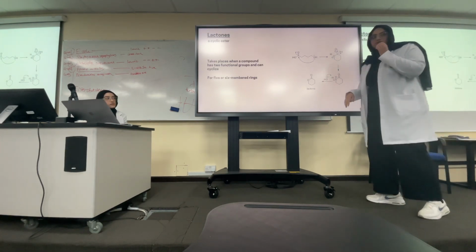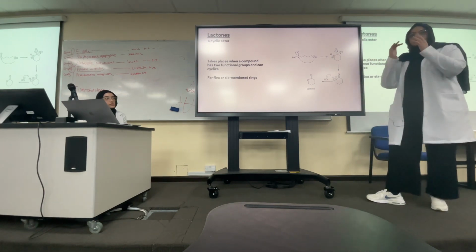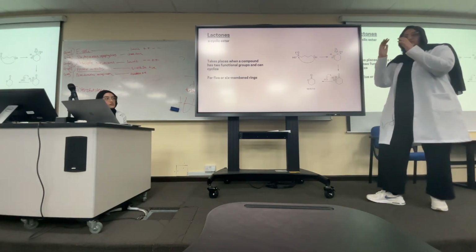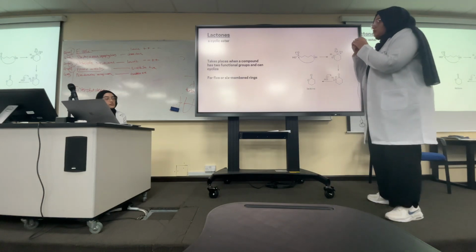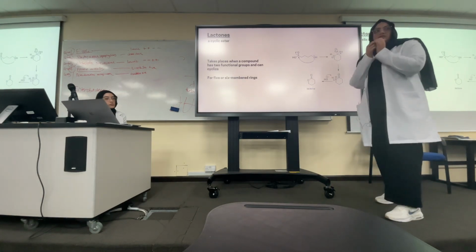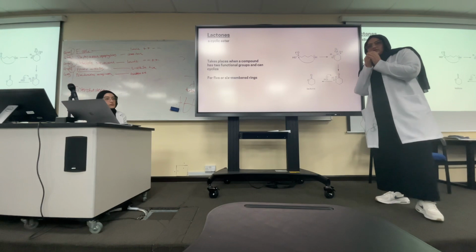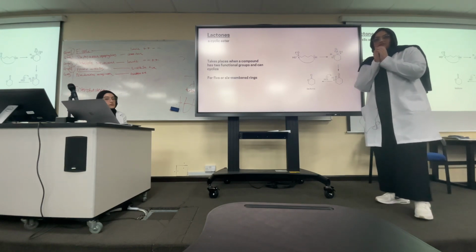Now we have something called lactones. Lactones is just a cyclic ester. So the ester was straight, we just wrapped it around, okay? So this only takes place, usually, with 5 or 6 membered rings. Now you ask me why, I don't know. The doctor said that, okay?